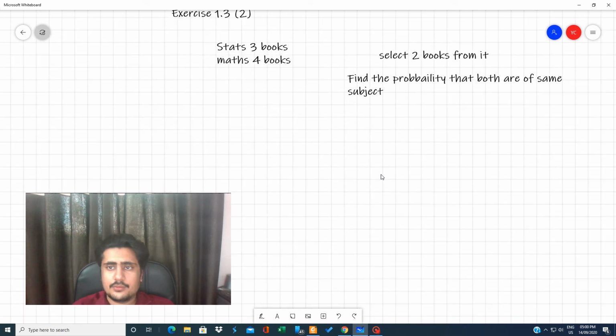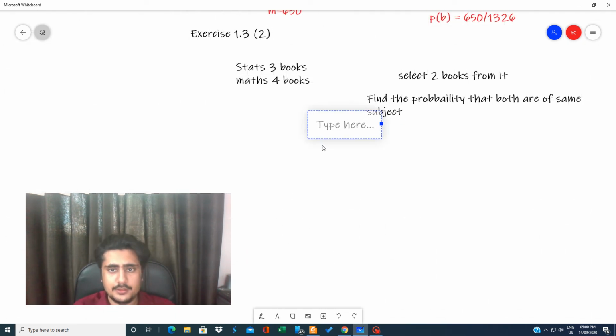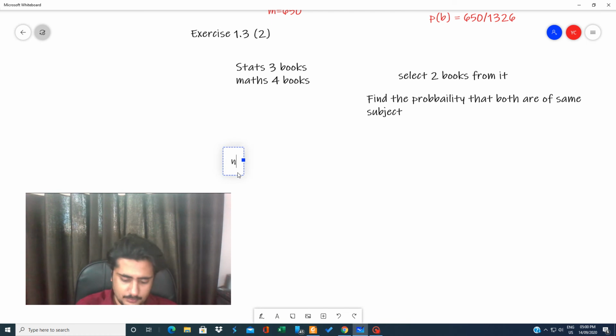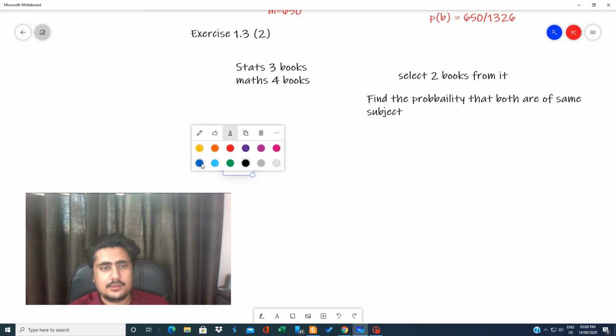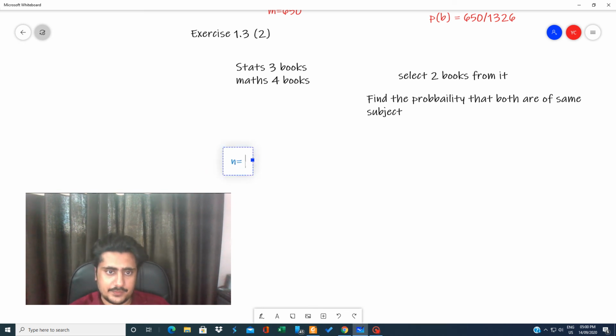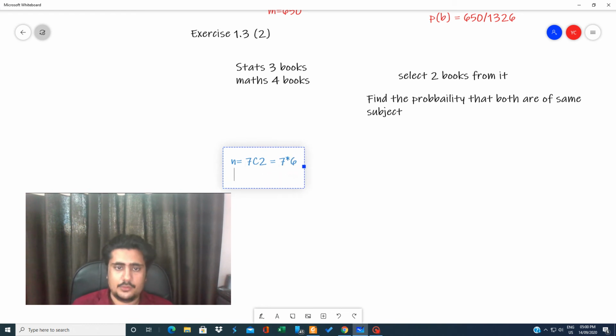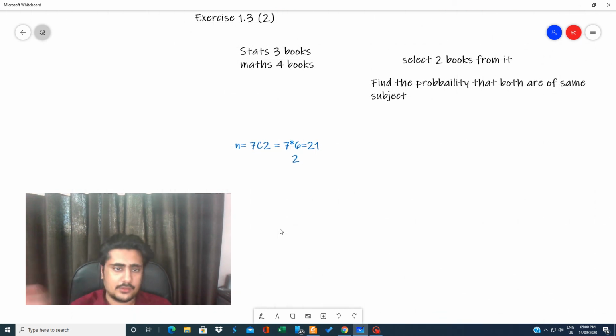So, first of all, I'll find the total possibility. See, there are a total of seven books. If I select two books from these seven books, then the total possibility is 7C2. To solve 7C2, it is 7 into 6 upon 2, that is 42 by 2, that is 21. So 7C2 is 21. You have to find the probability that both are of the same subject.